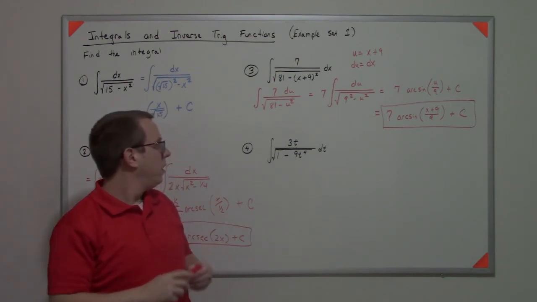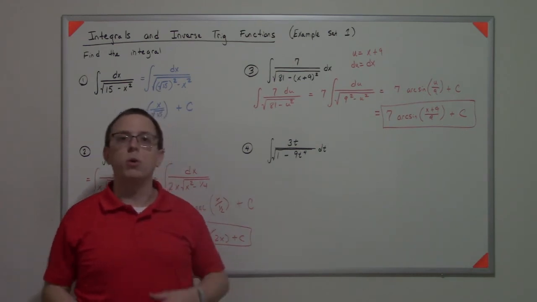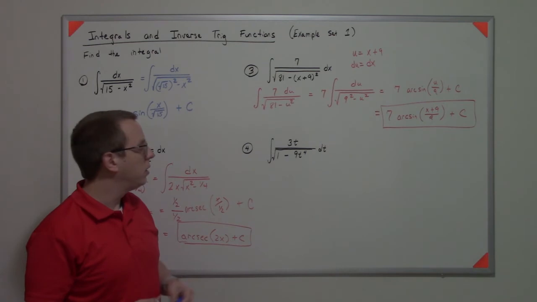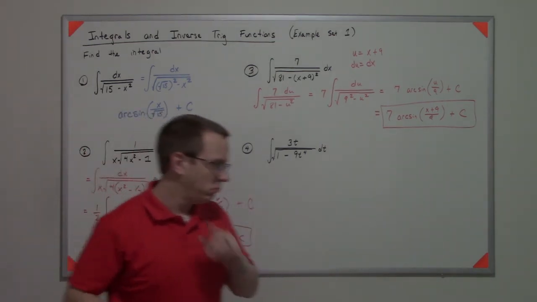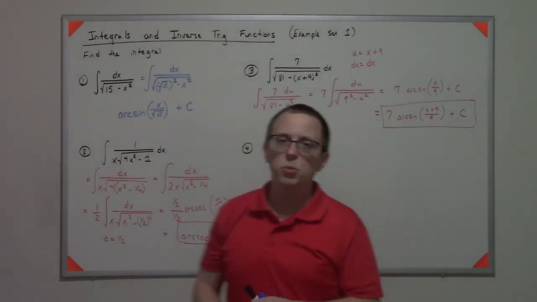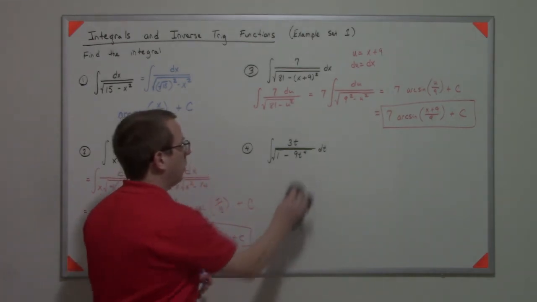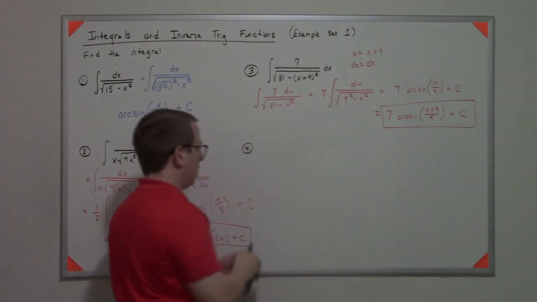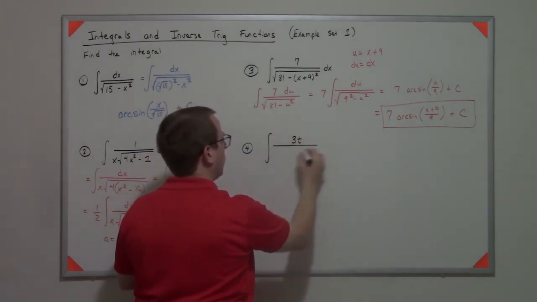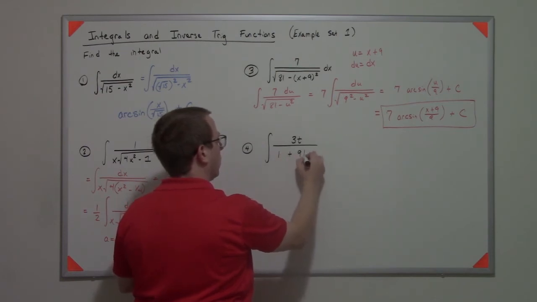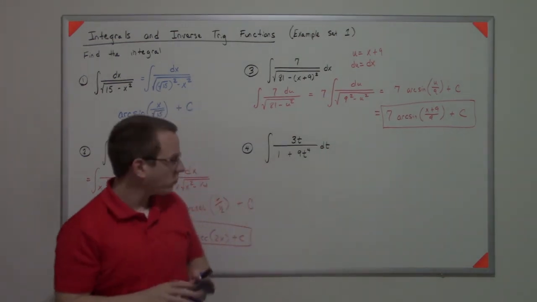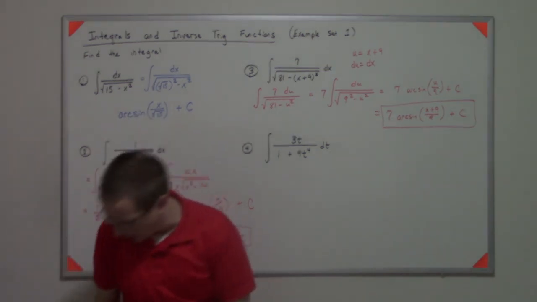Finally, we have 3t over the square root of 1 plus 9t to the 4th dt. All right, so I'm going to change this problem because we need to see something slightly different. Okay, so we'll rewrite it like this.